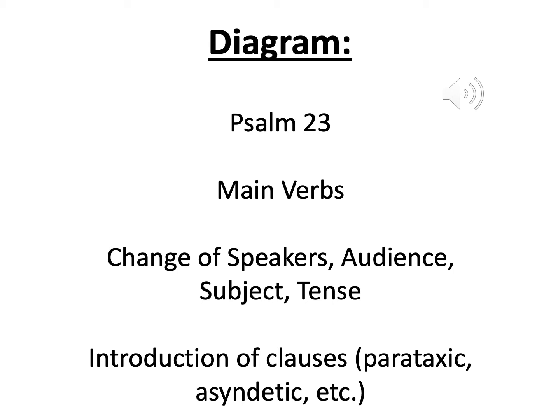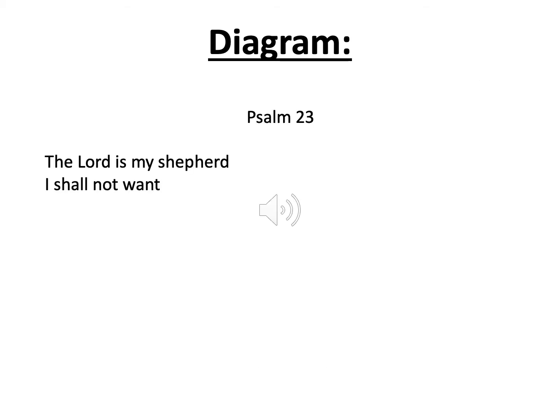We still, though, look for change of speakers and audience, subject, and verb tense within the verb to indicate where the divisions in the structure might be, as well as the introduction of various clauses, either paratactic or hypotactic, or having key clauses or a asher or any other introductory word within the text. These will be our markers to show us where we should consider dividing up the passage.